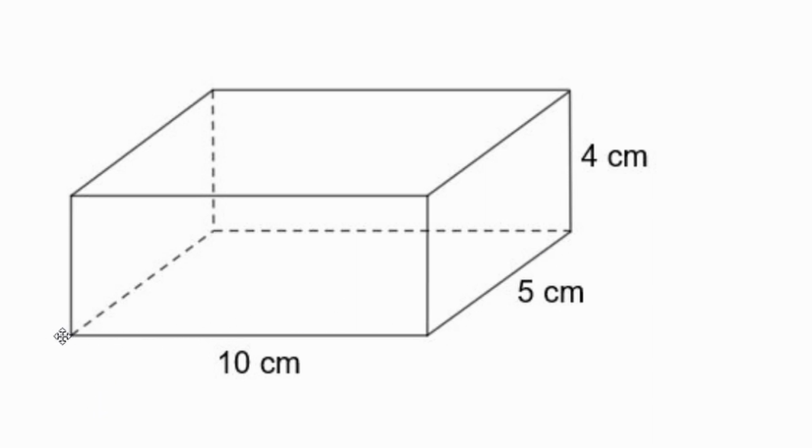So the length is 10 centimeters, the width is 5 centimeters, and the height is 4 centimeters. It doesn't matter what order I multiply these numbers in together, I will always get the same answer. So I could do 10 times 5 is 50, times 4 is 200. I could do 4 times 5 is 20, times 10 is 200. So I'm always going to get the same answer of 200 centimeters cubed.